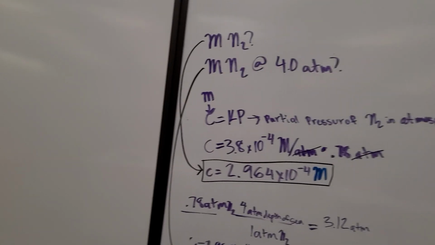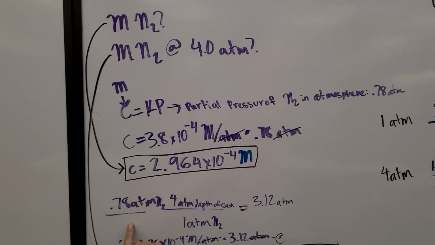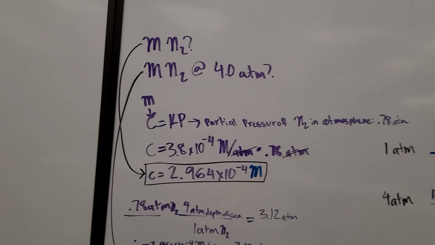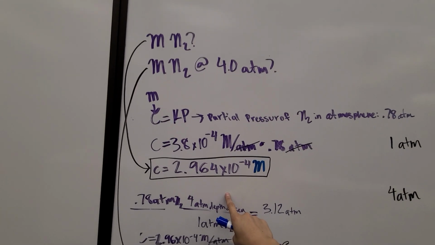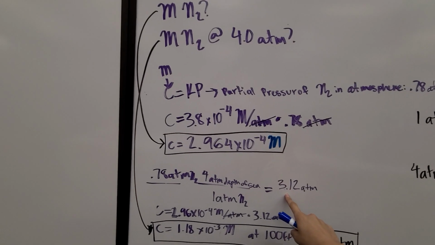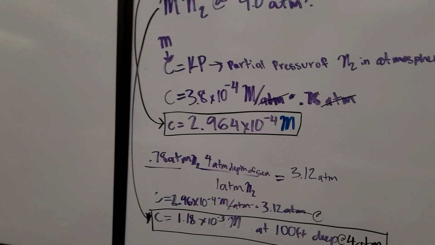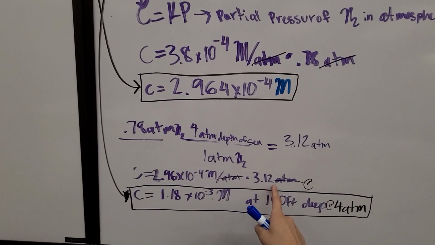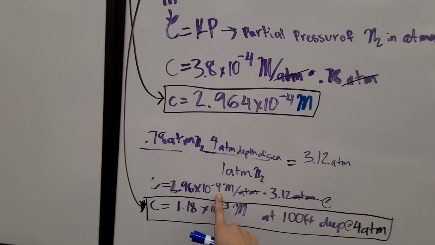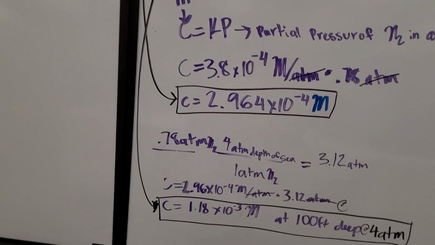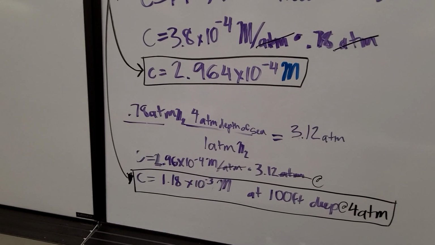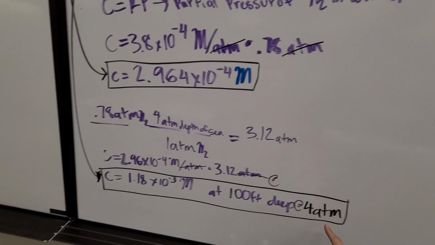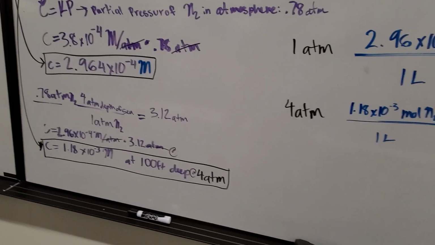So then to get it at 4 atmospheres, we do 0.78 partial pressure of nitrogen in 1 atmosphere, but at 4 atmospheres at the depth of the sea, we get 3.1 atm. So we plug 3.1 atm in for our pressure. We have our constant that we multiply it by, and then we get 1.1 times 10 to the negative third molarity of dinitrogen at 100 feet at 4 atm.